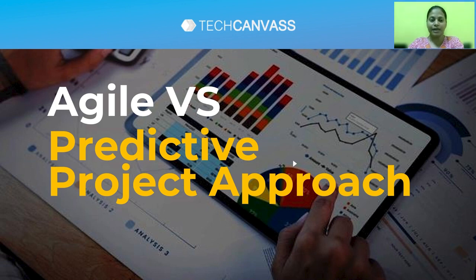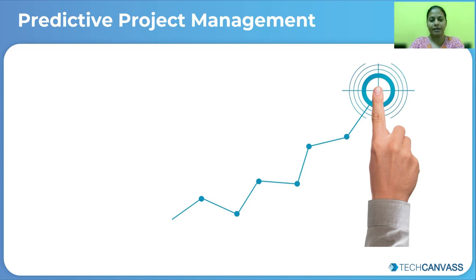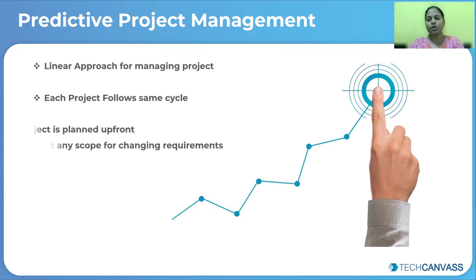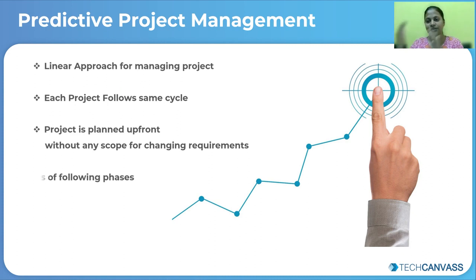Okay, so today I am going to talk about Agile versus Predictive Project approaches. Let's first understand what we mean by predictive approach. Another name you would have heard about this approach is waterfall model. As the name suggests, the approach for this kind of project management is linear, right? So your projects are divided into phases.